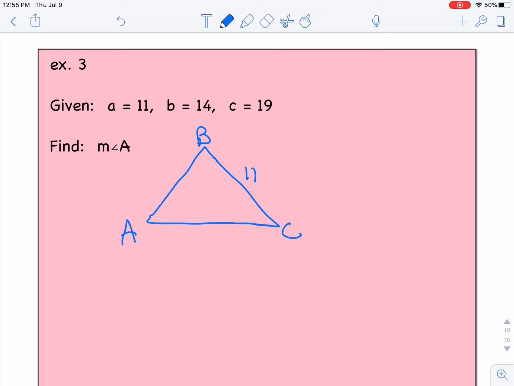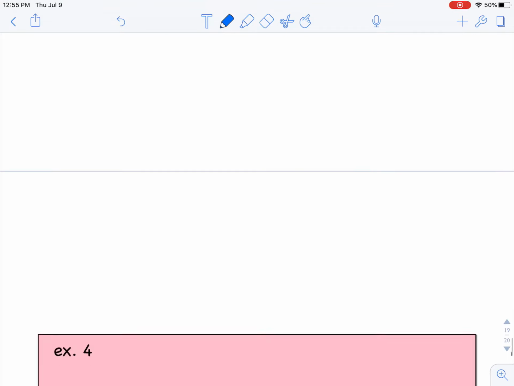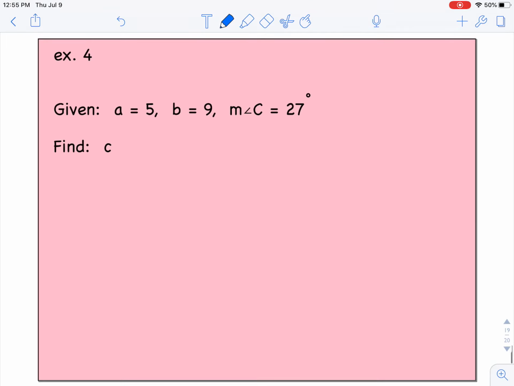So if this is A, B, C, remember side A goes across from angle A. Side B goes across from angle B, and C and C. This one is just like we did on example 1, where the algebra is trickier, so I'm going to have you try that one as well. I'll try one where we're given one of the angles, like example 2 that you were also trying on your own.